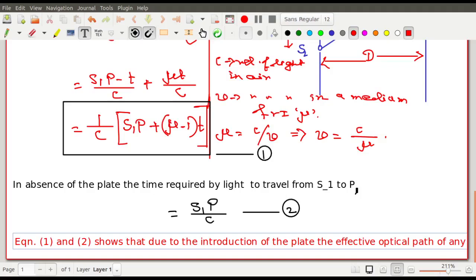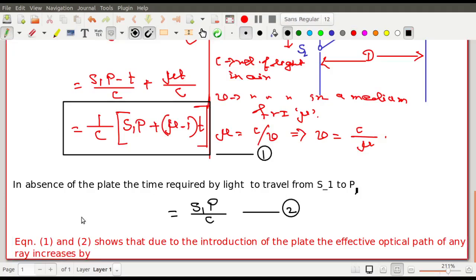So equations 1 and 2 show that due to the introduction of the plate, the effective optical path of any ray increases by how much amount? So that is what we have calculated. It increases by (mu minus 1) into T. Right? So remember this from today onwards.